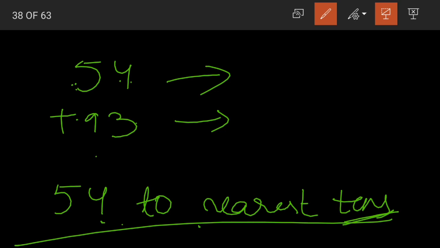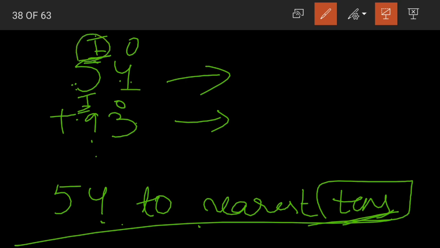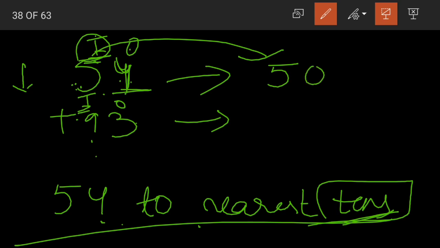Now if you look at both the numbers, they have ones and tens, and both the numbers have the tens place as the highest place. So we will round off these to the nearest tens. Clear? Again, how will we do that? Look at the digit in ones place. It is 4. So what will we do with the digit in tens place? We will round it down. That is, the digit is written as it is and the ones place is written as 0.